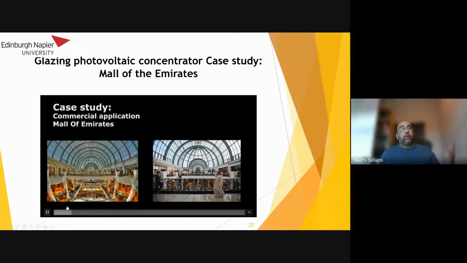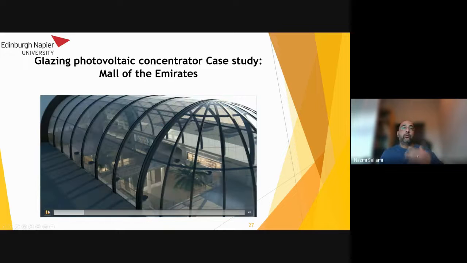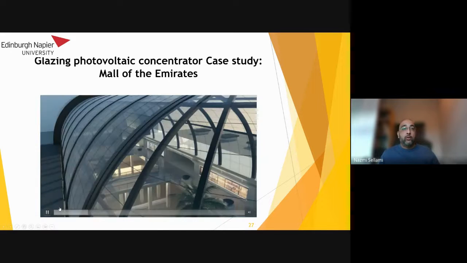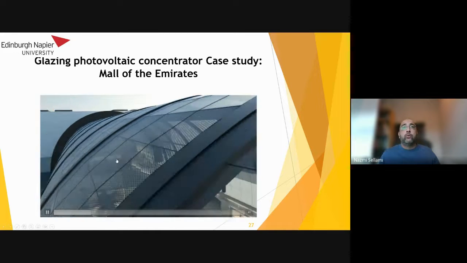From all these we chose the Mall of the Emirates, the famous huge mall in Dubai, UAE, where we have the ski slope. There they have a huge dome in the center area. We said, okay, we're going to cover this area with our concentrator and with the solar cell, and we're going to see how it affects the view. What you can see here is 100% realistic because we included all our concentrators there. And this is how it's going to look.